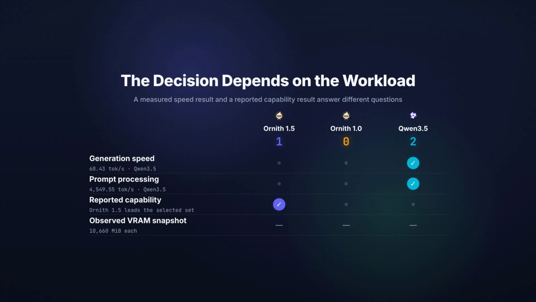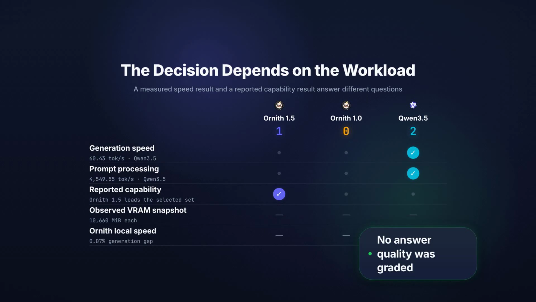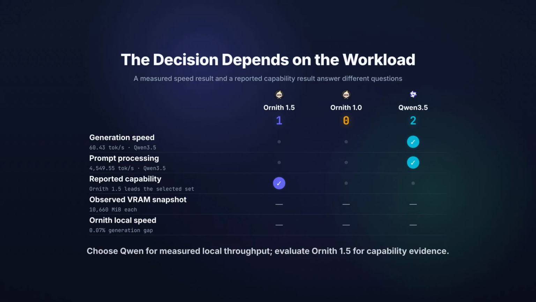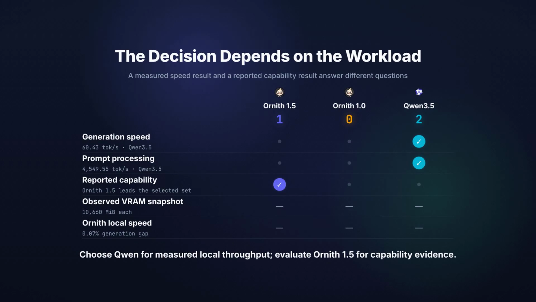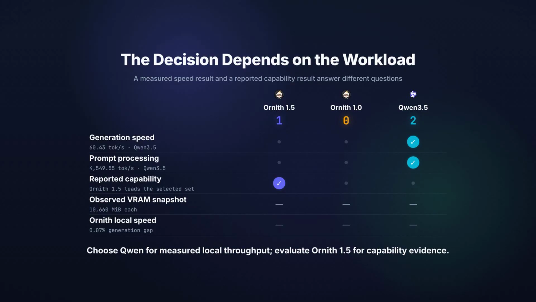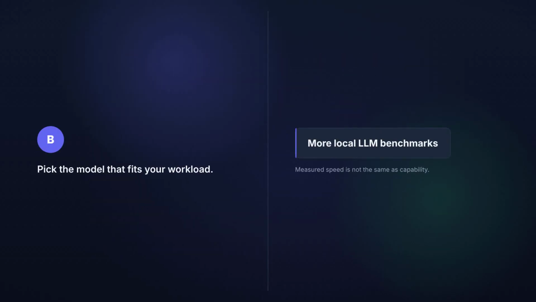Choose Qwen 3.5 when the immediate priority is measured local throughput on this configuration, because it leads prompt processing and generation, while all three share the same recorded memory snapshot. Choose Ornith 1.5 for evaluation when first-party coding and agentic capability evidence is the stronger signal for your work, since its reported scores lead this comparison set. Speed here is a local measurement, and capability scores are first-party evidence, and together they point you to the model that fits your workload.